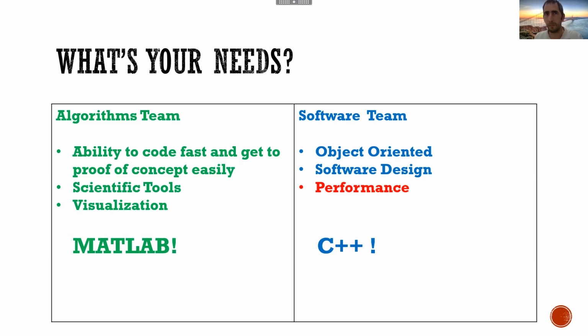In the software team, we think about other aspects. We want a natural object-oriented language. We think about software design and design patterns. And the most critical need is performance. We must create software which runs fast. If the software will not run fast, our customer will get slow machines. They will not be able to produce many chips, and eventually they will throw us away and buy other products. Time is money also for our business.